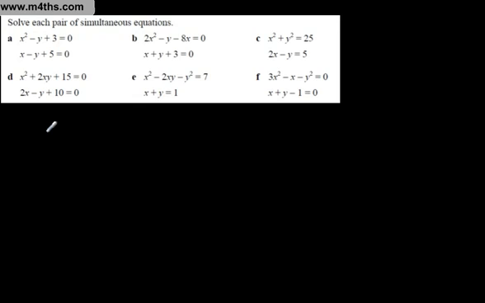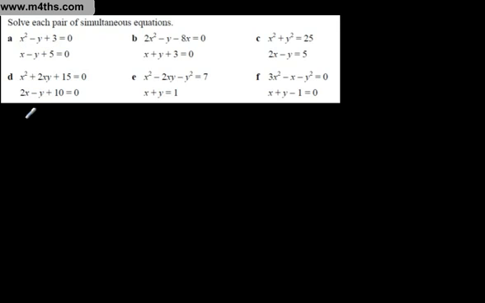Okay, let's look at some of these now. What we've got is x squared minus y plus 3 is equal to 0, and x minus y plus 5 is equal to 0. What we're going to do is make y the subject of one of these and simply substitute it in.